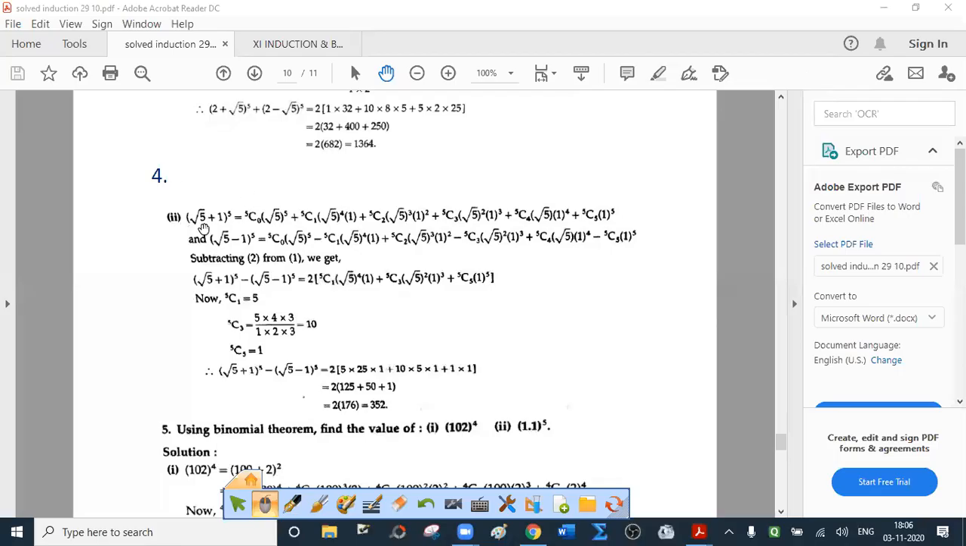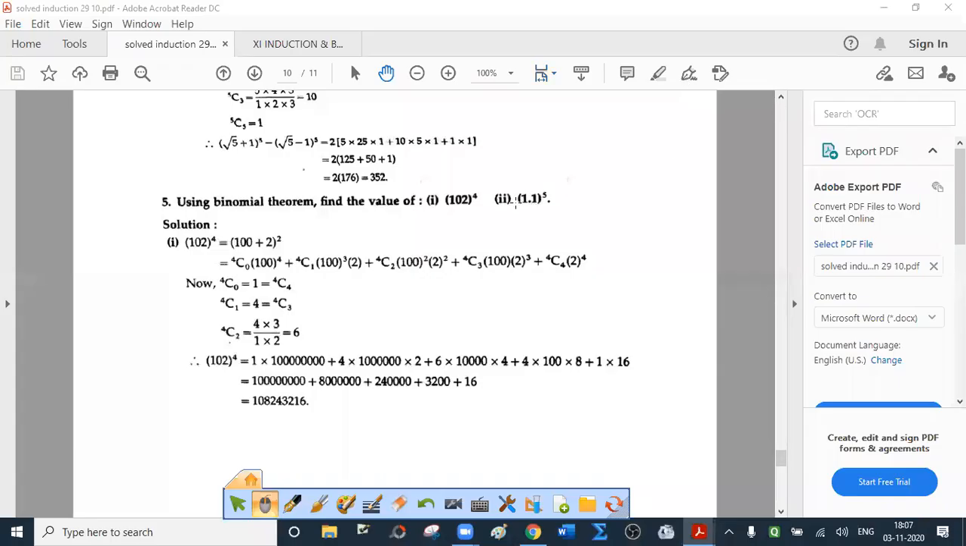Actually, this is for homework. Second part, similar sum. We are asked to prove that (root 5 plus 1) raised to 5 minus (root 5 minus 1) raised to 5 is equal to 352. Actually, we have to solve the second part of the fifth one, but let us discuss the first part.